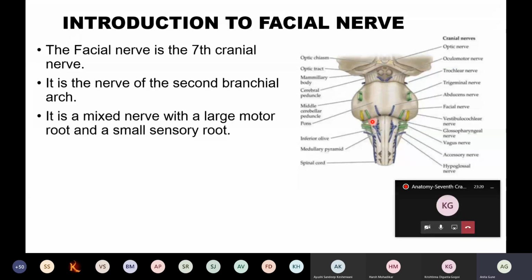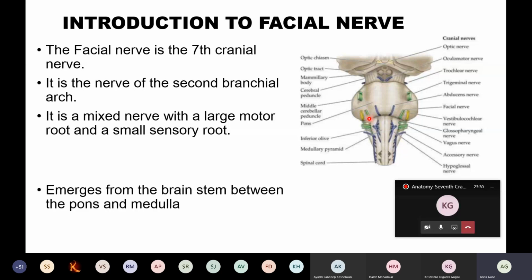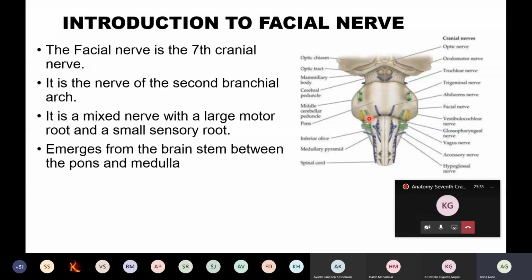So facial nerve is a mixed nerve with two roots, sensory and motor. The motor is bigger compared to the sensory root. And it arises from the brain stem between the junction of the pons and the medulla, just lateral to the abducent and medial to the vestibulocochlear nerve.